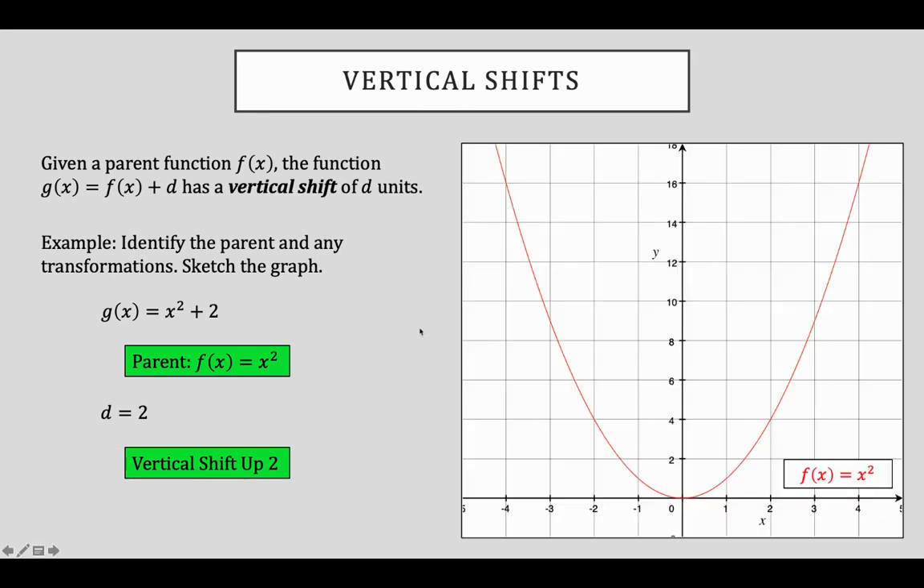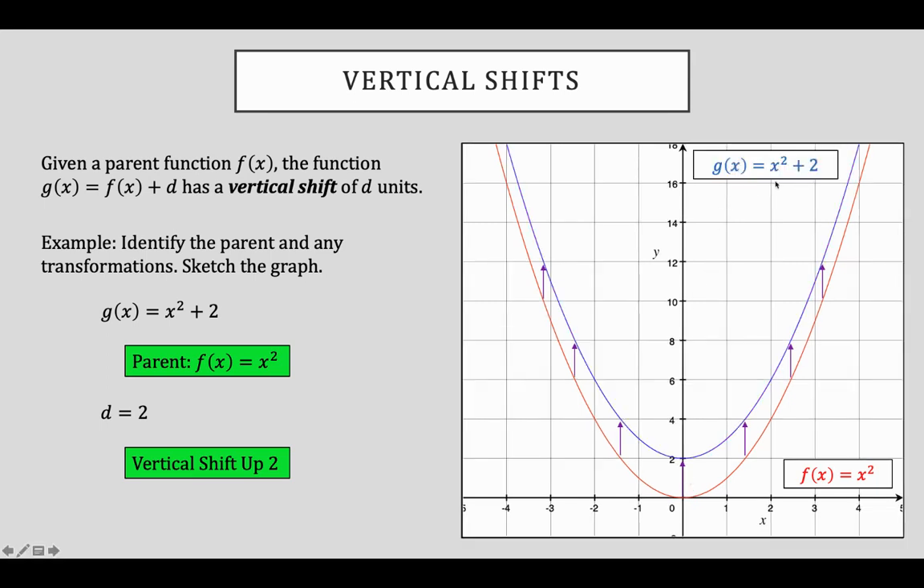Notice, if we were to graph the function f of x equals x squared, this is our parent function. Again, you guys know the shape of this function. It is a parabola. To get to my function g of x, I am going to take every single point that is on my parent function f of x and shift it up 2 units. Shifting every single point up 2 units will give me my function g of x.